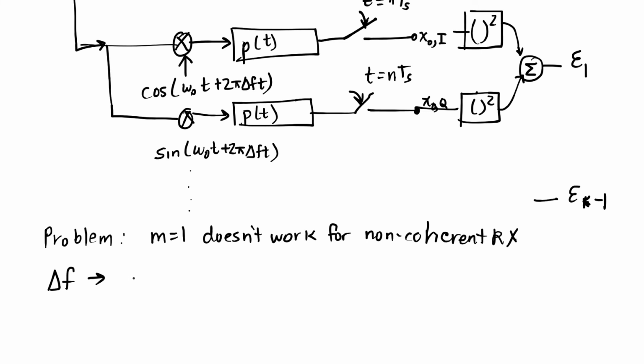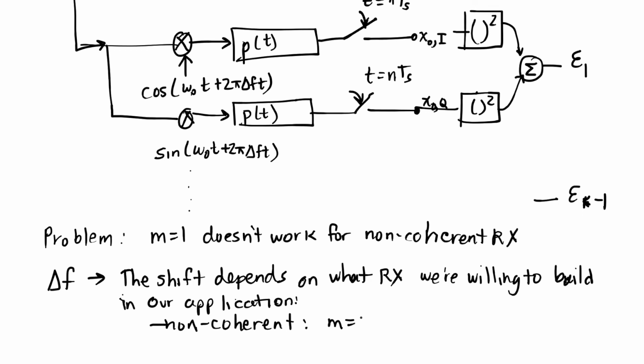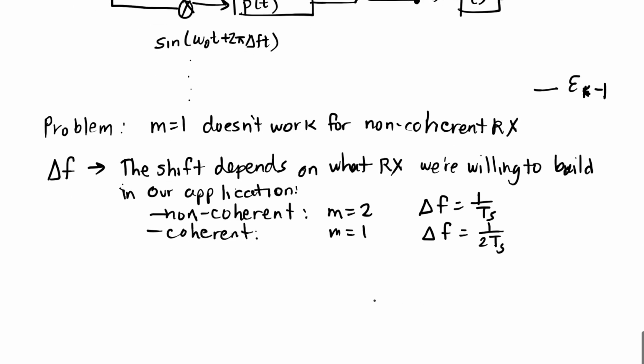And what I'm telling you is that the shift delta f depends on whether we're willing to implement a coherent receiver or not. A more complicated receiver allows us to use m equals 1 and thus keep our receiver using less bandwidth. But a non-coherent receiver makes our receiver implementation less complicated, but it requires us to use more bandwidth. Now, I haven't even told you what the possible symbols are in FSK, and so I have to talk about that.